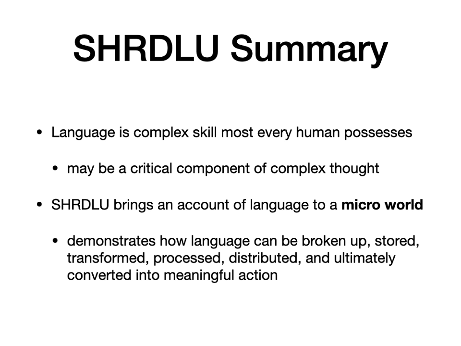So, SHRDLU altogether. Language is a complex skill that most humans possess, right? Almost all of us come to possess this skill at some point. Not every single person, but it's sort of fundamental to our species. We are able to get this quite easily. And it may even be a critical component of complex thought. So trying to address how it works was a pretty big thing to try to tackle. And SHRDLU comes in and says, here's a tiny version of that. Let's look at it from all angles and see what we can infer, right?